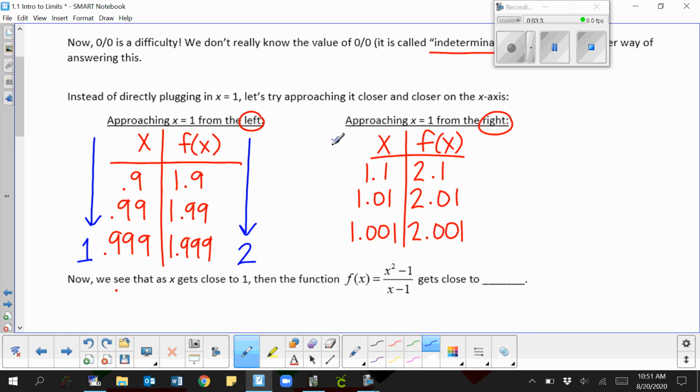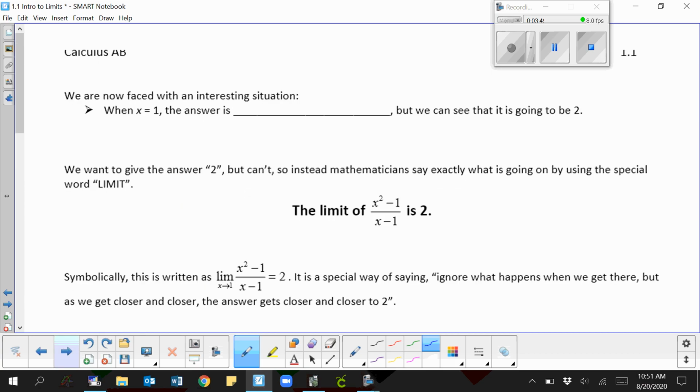So once again, our x values are getting closer and closer to that 1, and our y values are getting closer and closer to 2. So we can say that as x gets close to 1, then the function gets close to 2. What we're talking about here is when x equals 1, our answer is indeterminate. Our answer is that 0 over 0. We don't know what that is. But we can see that it's going to be 2 based off of the tables that we just did. So we can't say that the answer is 2 because the answer is indeterminate.